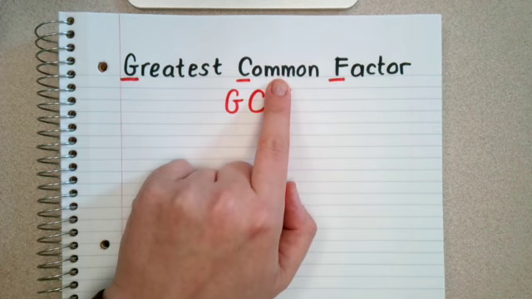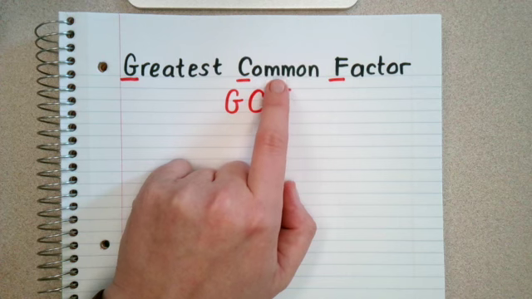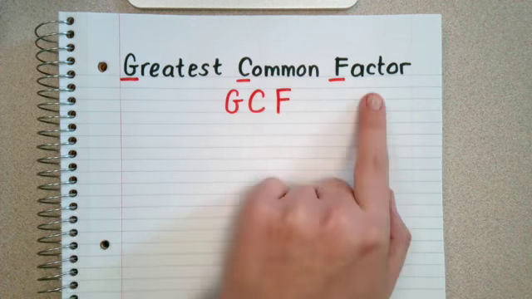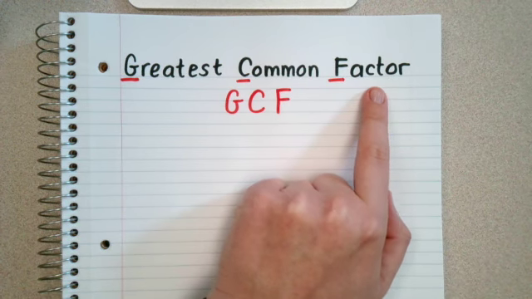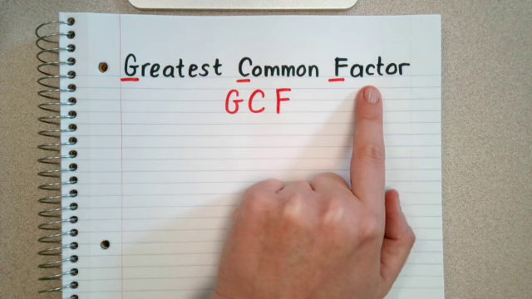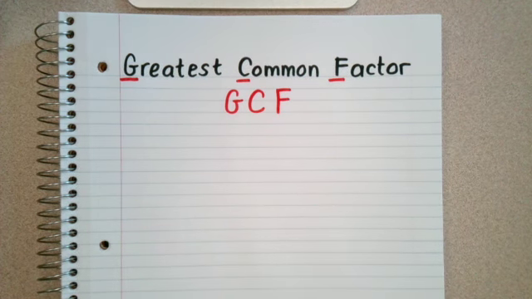Common still means that it's a number that two other numbers have in common, or the same. And factor, well, we know what factors are, right? They're the small numbers that multiply together to make up the bigger numbers. So I'm going to show you exactly what I mean by greatest common factor.